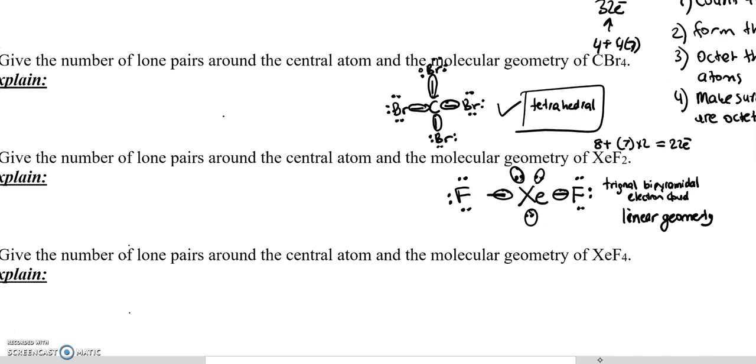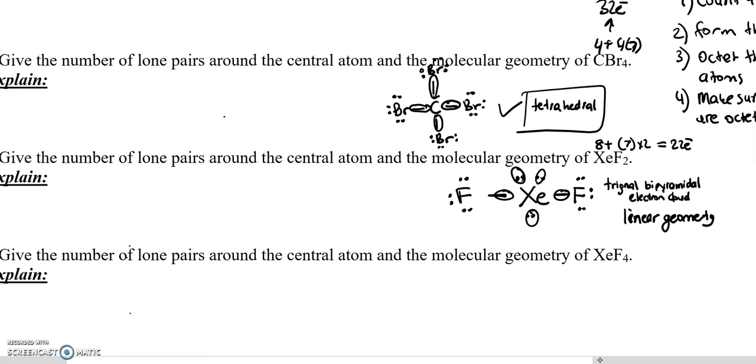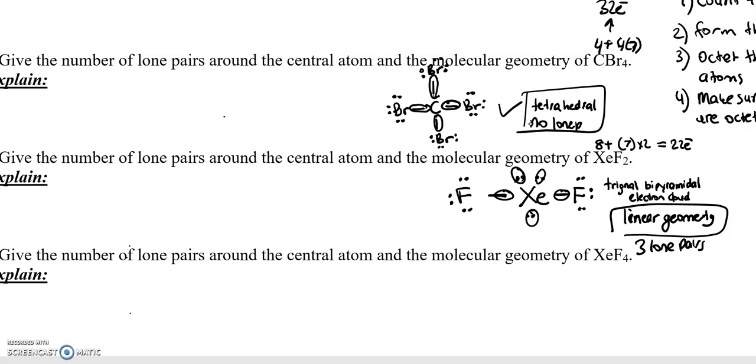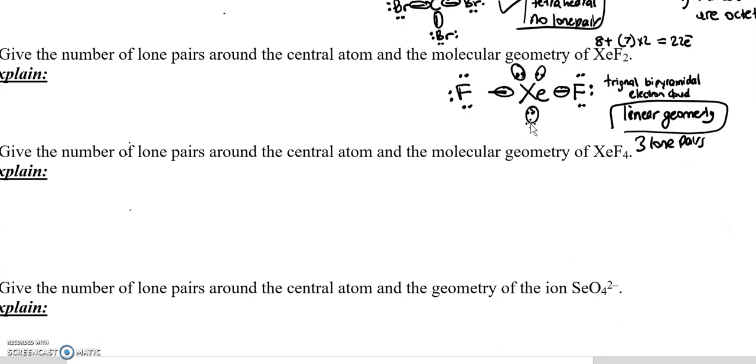Now the number of lone pairs around the central atom: 1, 2, 3 lone pairs on this guy, right? So the linear geometry has 3 lone pairs. On the top one, carbon tetrabromide, which is tetrahedral, there is no lone pair on the central atom, right? No lone pair. All right, this is for xenon difluoride.